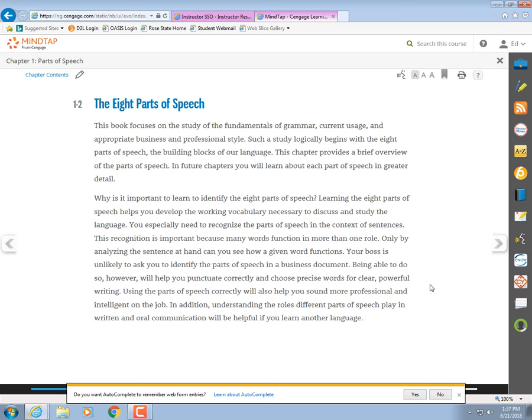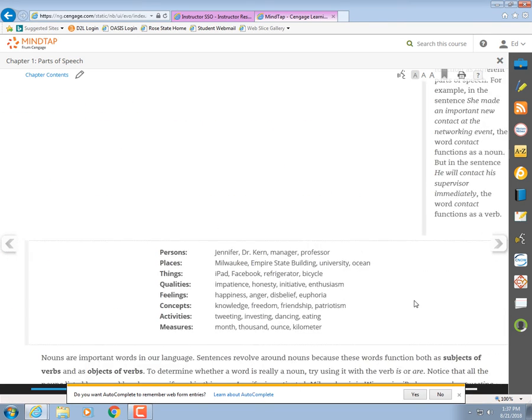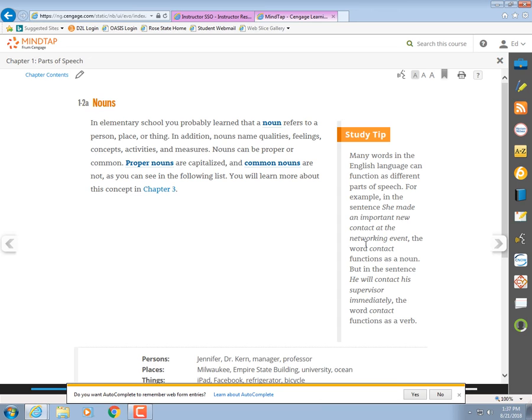Okay, so nouns. There are proper nouns and common nouns. Proper nouns are nouns that are capitalized because they are focusing on respect of that particular noun, and they're generally people's names. And they are capitalized. And a noun refers to a person, place, thing, an activity, an event, a feeling, a quality that you may have.